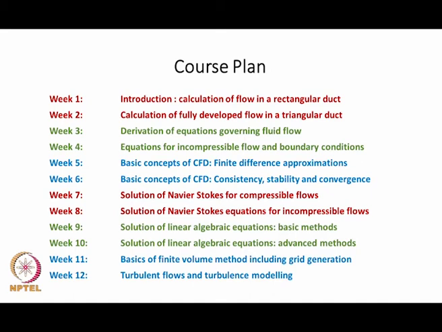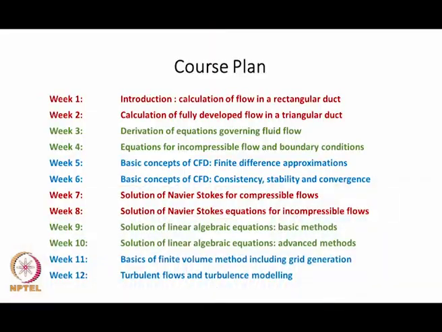So, in week 1 we are going to deal with the finite difference approximations and how we can use those things to convert partial differential equations into algebraic equations. And in the week after that we are going to look at some of the properties of this discretization and concepts like consistency, stability and convergence, which actually help us in determining the best way of going about this finite difference approximations to get to the solution.